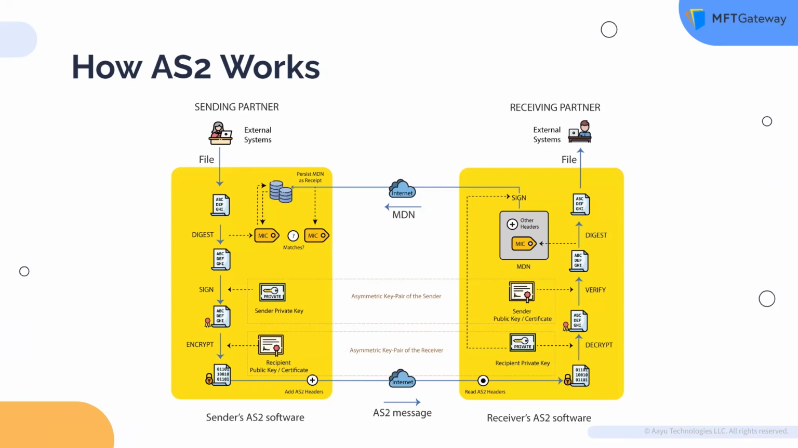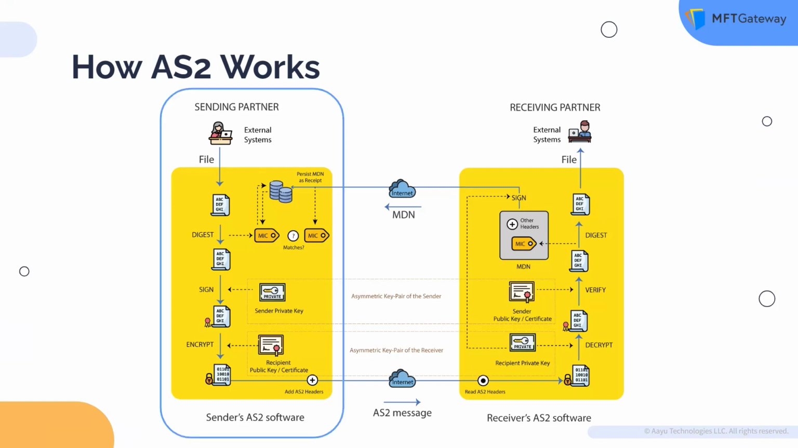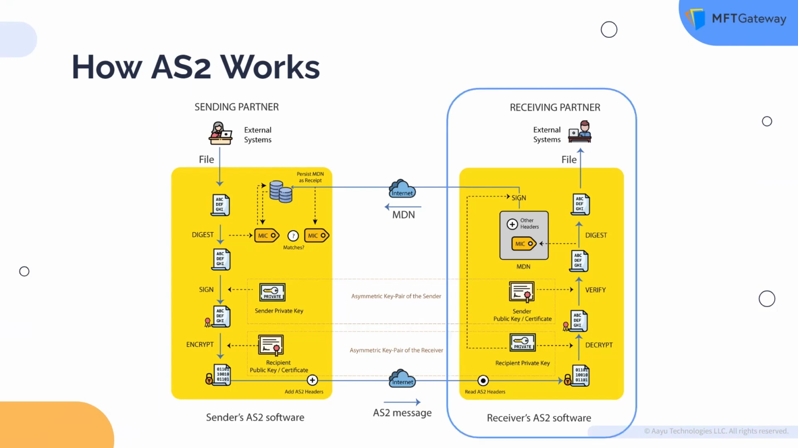which shows the full life cycle of a single AS2 message. The left side of the diagram shows what are the AS2 processing steps done by the sending partner of the AS2 message. The right side of the diagram shows what are the AS2 processing steps done by the partner who has received this AS2 message.